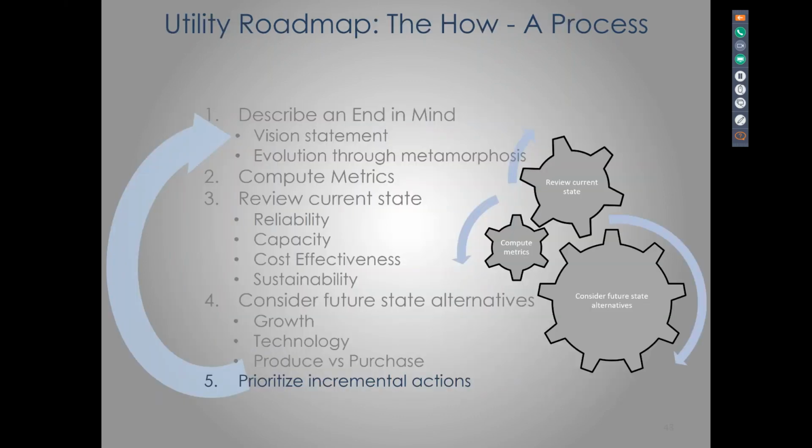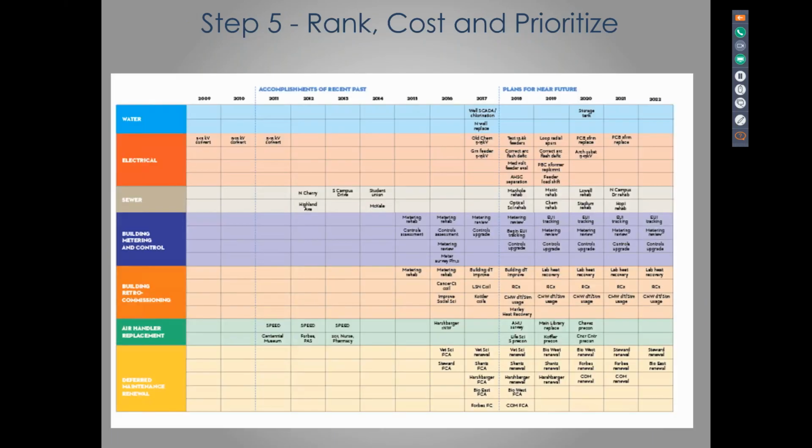Okay, and then finally, prioritizing, and this is kind of our roadmap. We keep this kind of running trend of things that have happened in the past and what we're planning to do in the future. And again, it's all different scales. It goes from doing an arc flash study, which isn't a particularly large scale kind of a deal, all the way up to building a new substation. We look at this in terms of the utility system, sort of break it down by what are the utility systems: water, electricity, sewer, and so forth, air handler replacement.